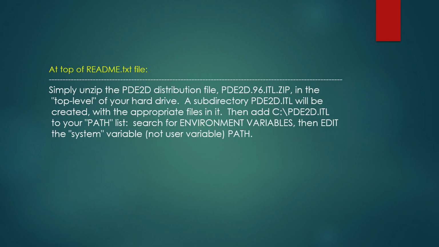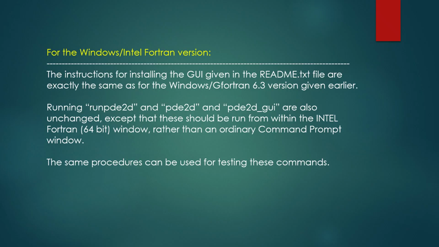Now you need to add pd2d.itl to your system path list using the same instructions as given earlier for adding pd2d.gf. This time there's no need to add the compiler path. The instructions in the Windows Intel Fortran README file for installing the GUI and running PD2D are the same as for the Gfortran version, except that they must be run within an Intel Fortran 64-bit window rather than an ordinary command prompt window. The same procedures can be used for testing these commands.